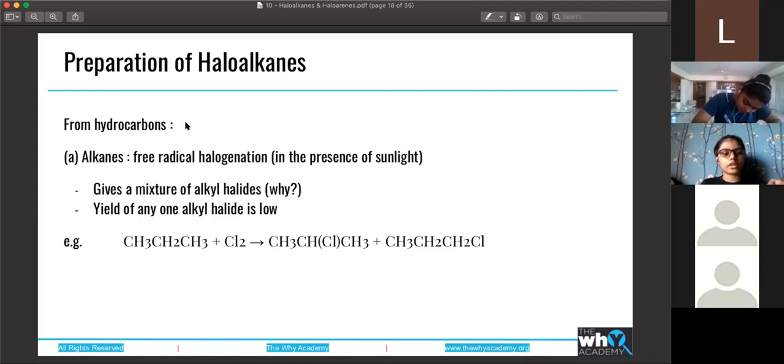Because of the number of free radicals present in the reaction, you can't control what product you're going to get. So you'll get a mixture of alkyl halides. You may even get a mixture of alkanes, depending on what free radicals are hitting at that point of time. If you just want roughly haloalkanes and you don't really care what you get, you can use this method, but otherwise this is the least preferred method of all.